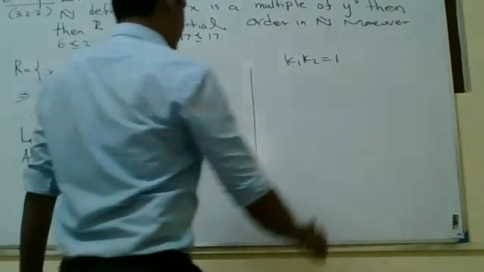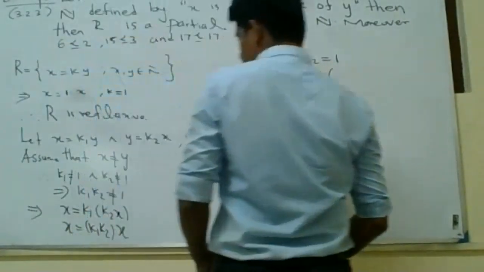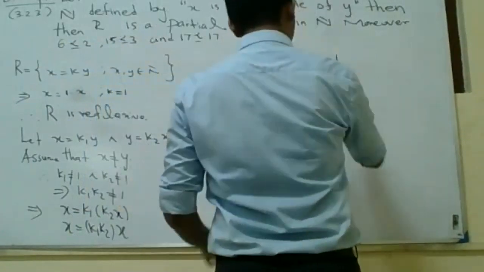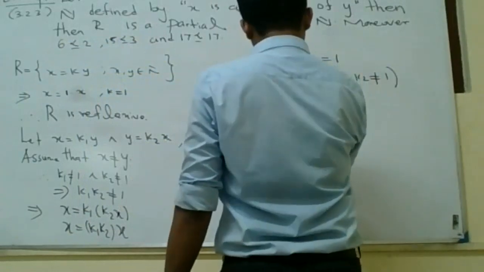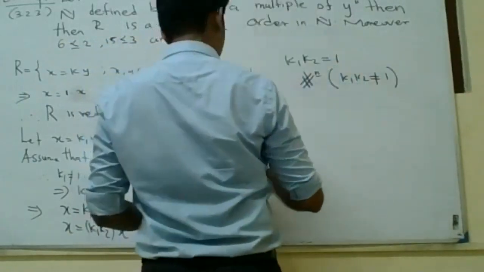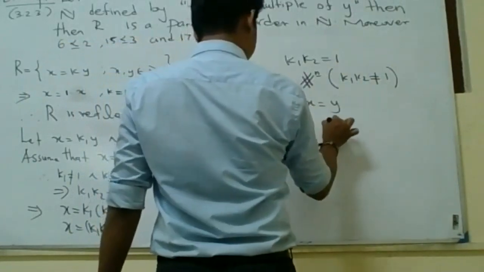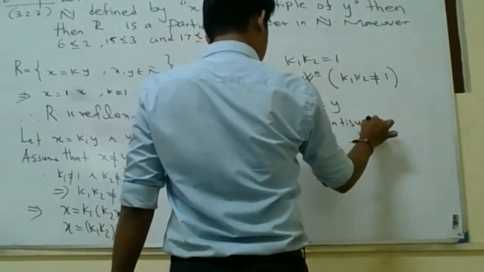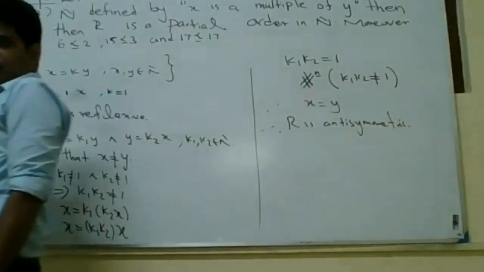But this is the contradiction, because from our assumption we found that k1 times k2 is not equal to 1. Therefore, our assumption is wrong. That means x equals y. Therefore, x equal to y means R is antisymmetric. Okay, R is antisymmetric.